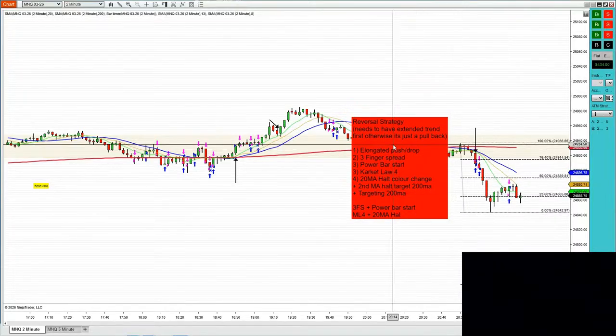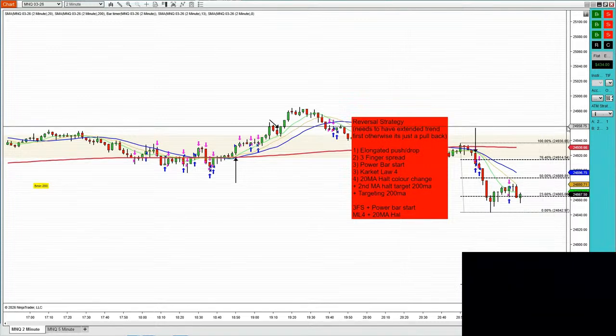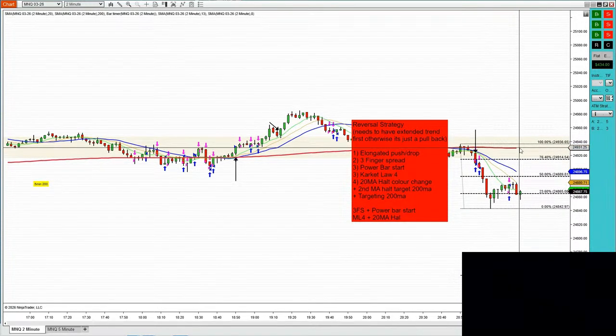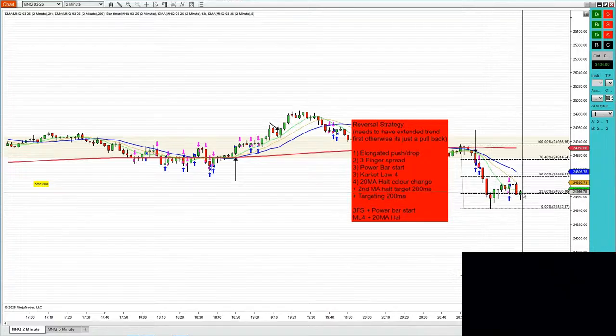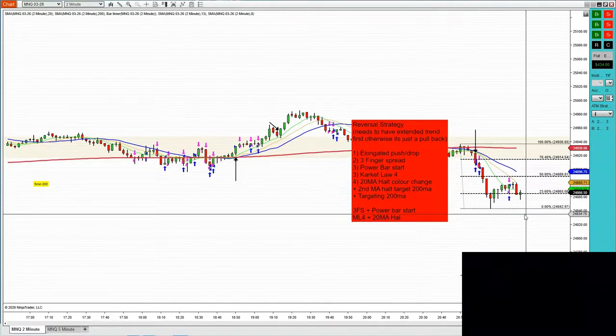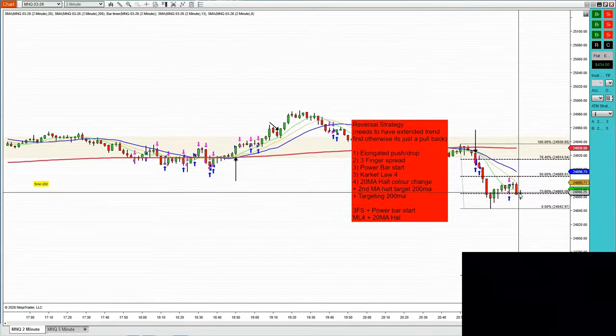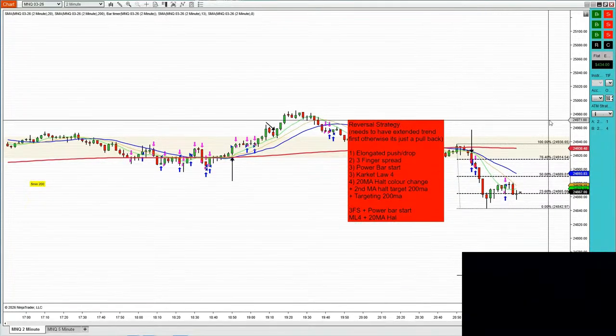Okay, so yeah, an elongated push short, and then we need a 3-finger spread, which is what we've got right now. There's 1 finger, 2 fingers, and price down here would be the 3rd finger. Then we want a power bar start. So, for example, the power bar might be if this green candle just took out all of these, then we could go long.